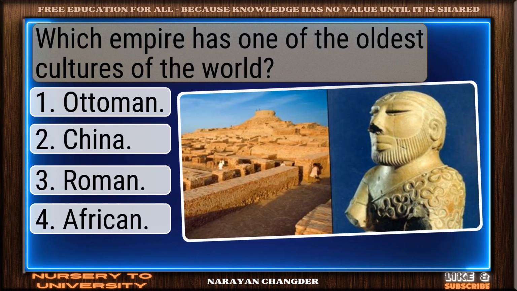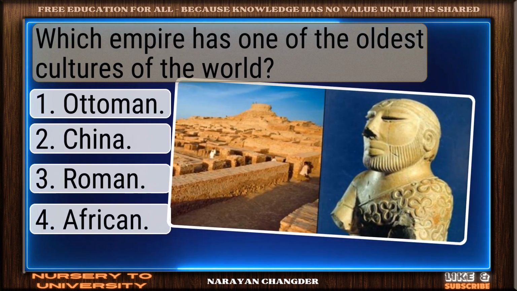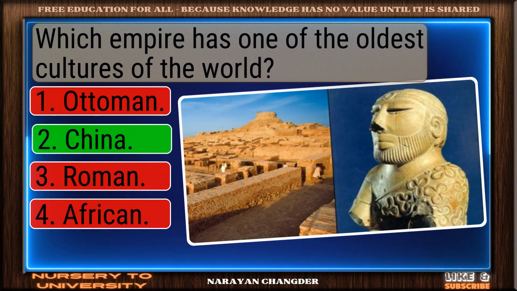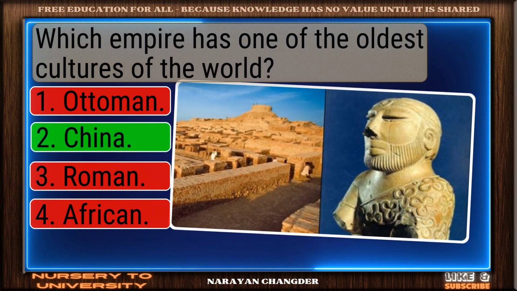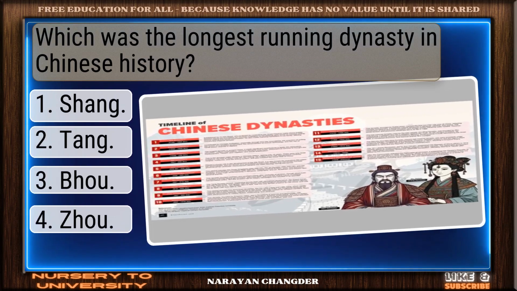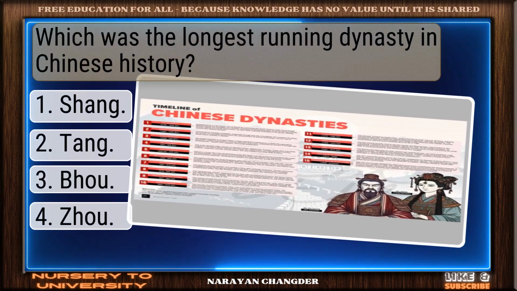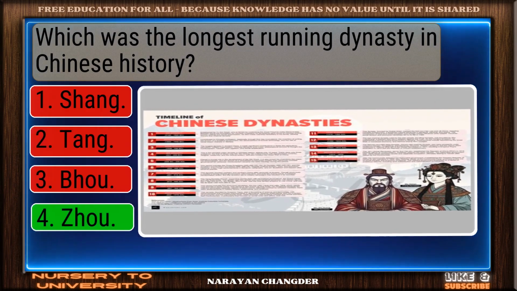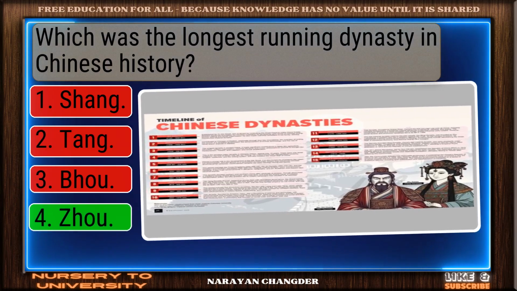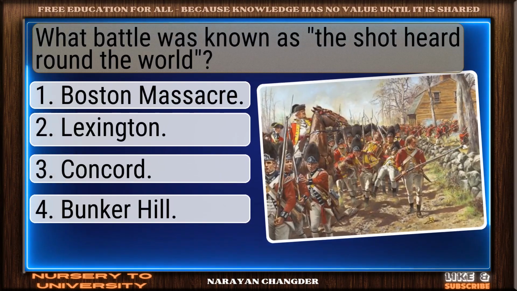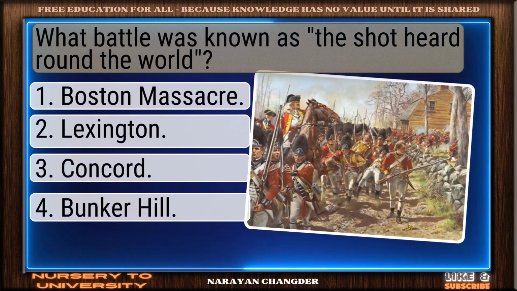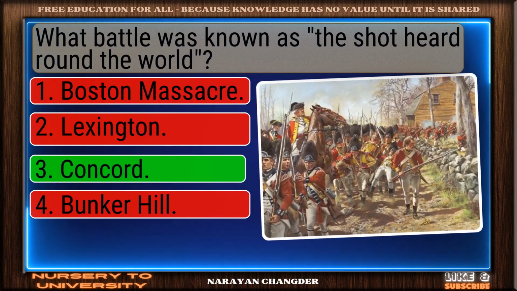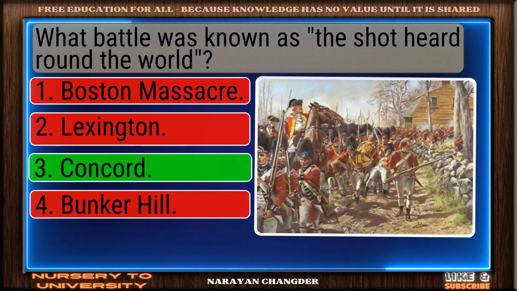Which empire has one of the oldest cultures of the world? Great thinking. China is right. Which was the longest running dynasty in Chinese history? Strong choice. Zhou is right. What battle was known as the shot heard round the world? Well picked. Concord is correct.